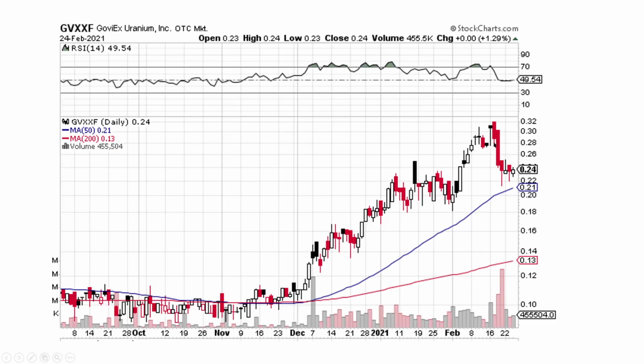Goviax Uranium. I do like this pullback. We got the wicks on the bottom. Maybe you start nibbling here. Not too bad. We'll see if this holds right here. These are previous highs. We got some support here.